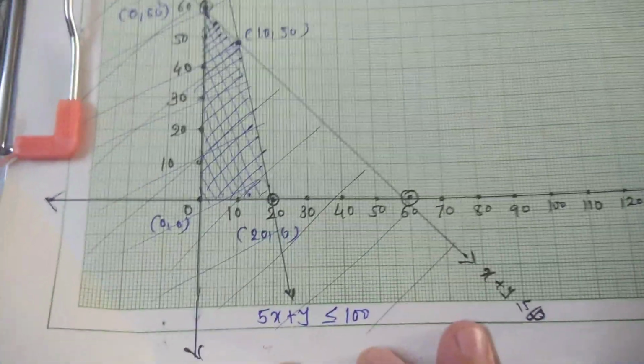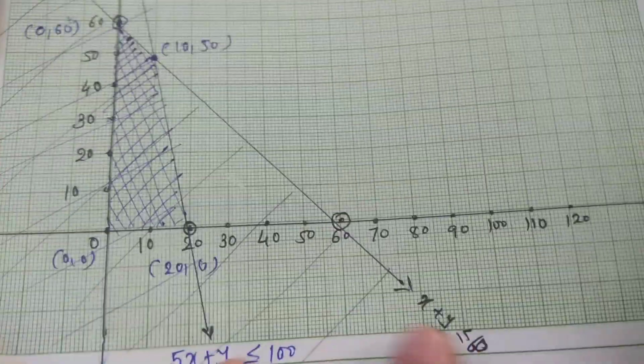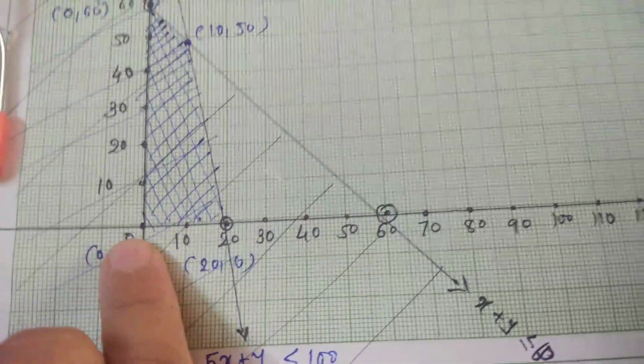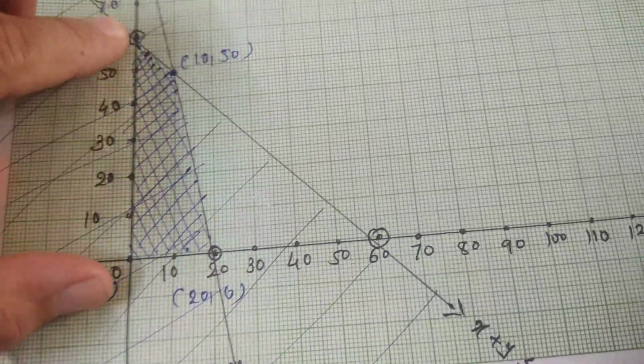Now let us start again. So here the first graph I am plotting is x plus y less than or equal to 60. For this, if x equals 0, then y equals 60.